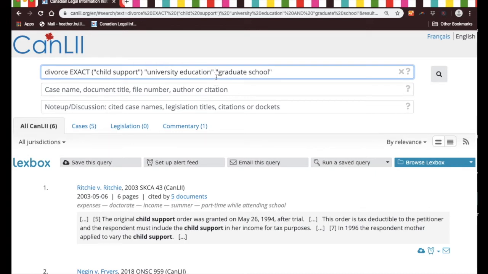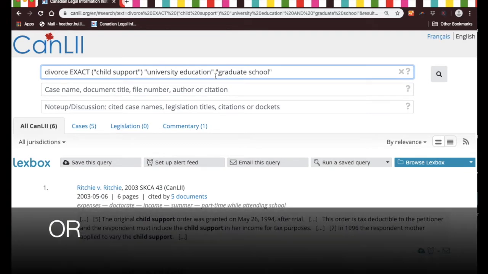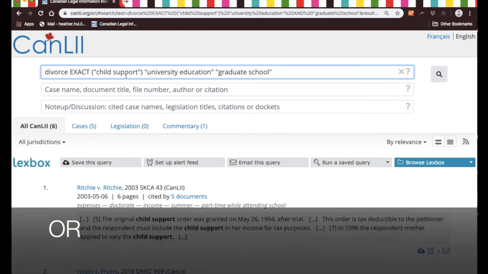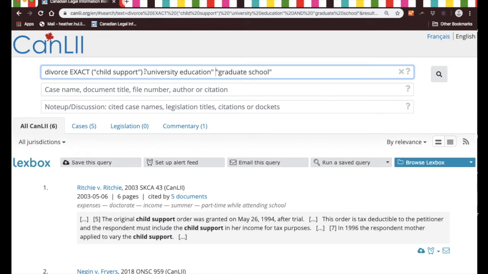So the second operator that I want to talk about is the word or. Let's suppose you are looking for information on child support, but you put in the word or between the terms. What that means is that you're asking CanLII to look for documents that have the word divorce, the exact phrase child support, or the phrase university education, or the phrase graduate school. So it's going to pick up documents that have both divorce and child support, but it will also look for documents that have just university education or just graduate school.